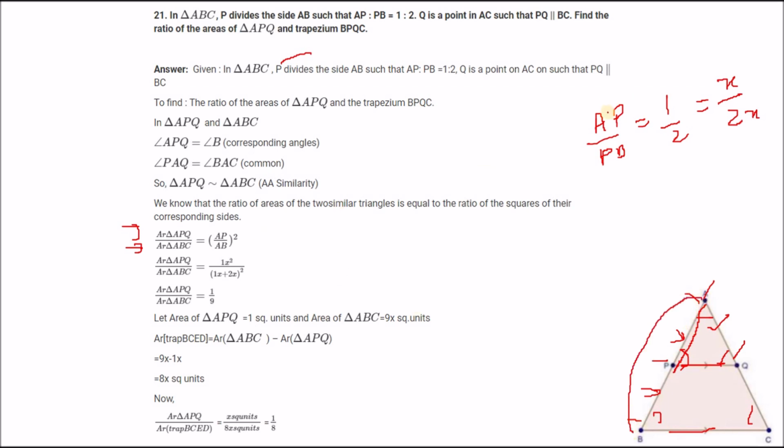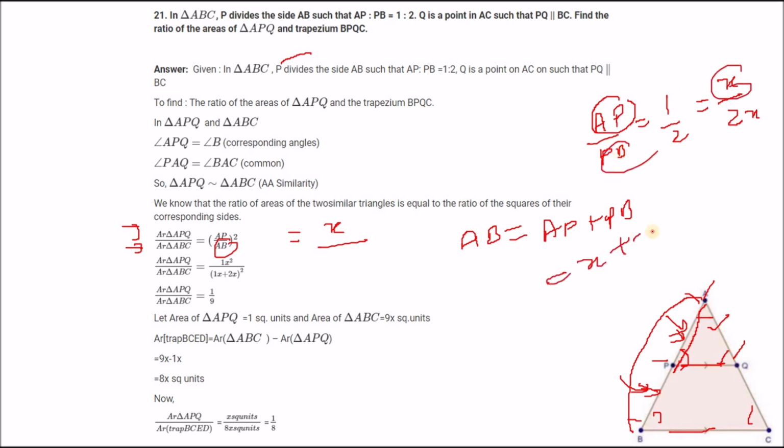Now, as I said, I am taking AP as X, but AB is nothing but AP plus PB. AP is X and PB will be 2X. So we can write 1X plus 2X in place of AB, which is 3X, and this is squared. X gets cancelled. This will be equal to 1 by 3 whole square, which is 1 by 9. So the area of APQ by area of triangle ABC is 1 by 9.